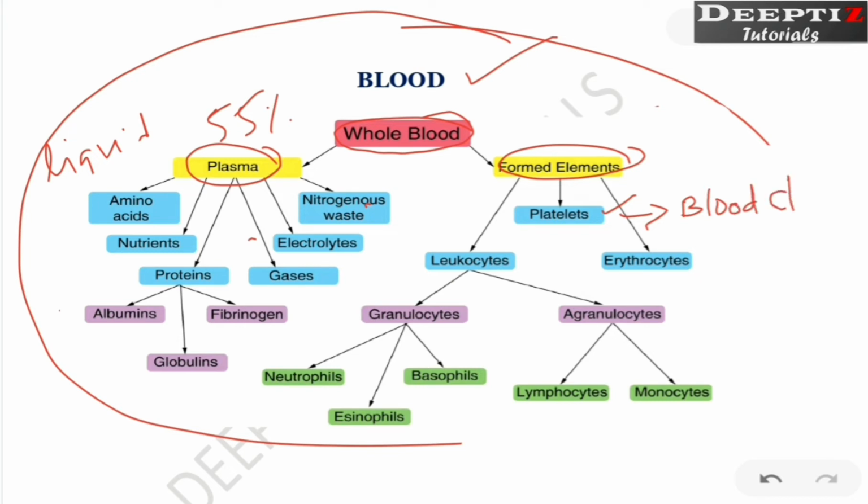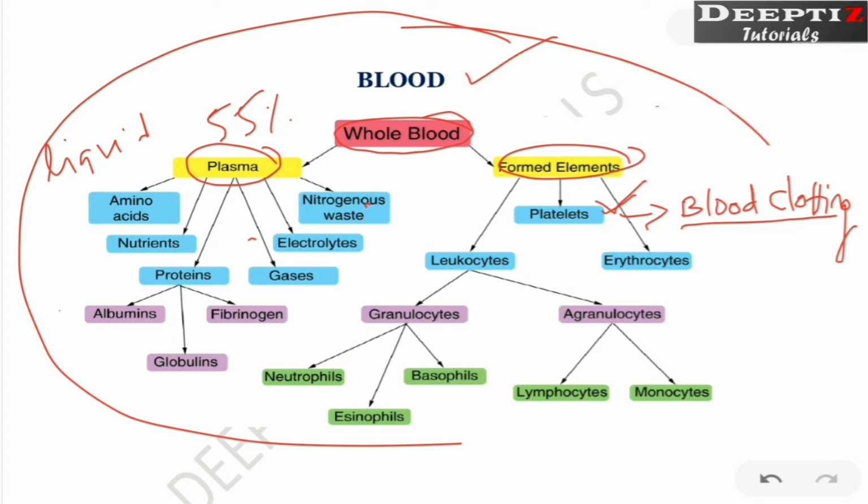What is the meaning of blood clotting? Whenever there is an injury, blood starts to flow from that injury, right? After some time what happens? Immediately there will be a stoppage of blood flow. This is what we call blood clotting. That is done by these platelets.